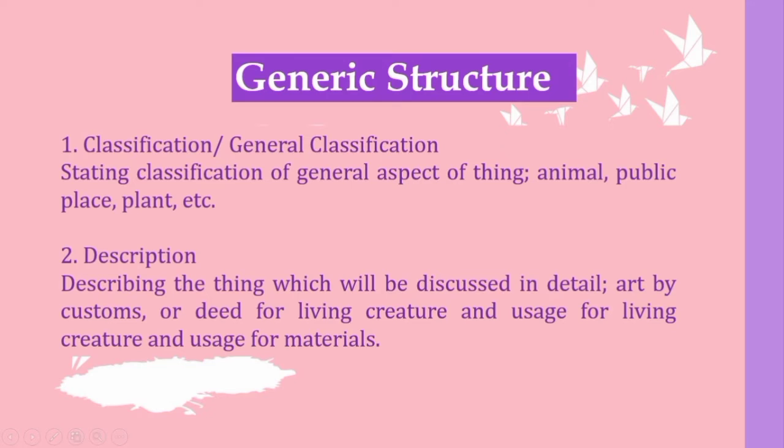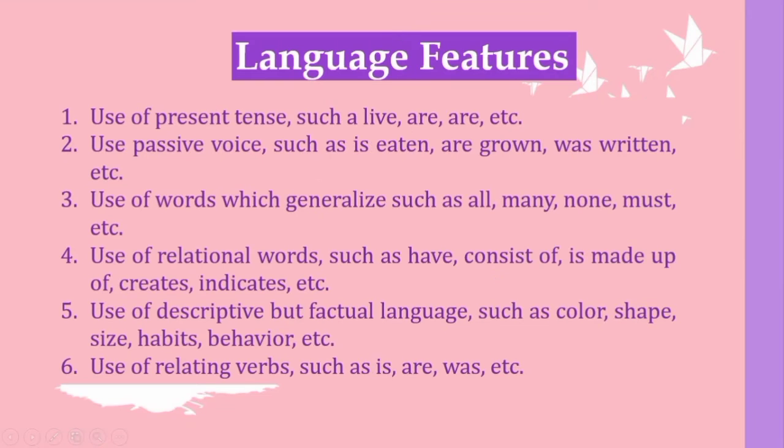Jadi untuk generic structure itu ada dua. Yang pertama ada general classification dan juga ada description. Pada general classification kita mengungkapkan atau memberi informasi berdasarkan sesuatu itu secara umum ya. Kemudian untuk description-nya baru kita mendeskripsikan apa saja yang ingin kita deskripsikan ya, secara detail tentunya.